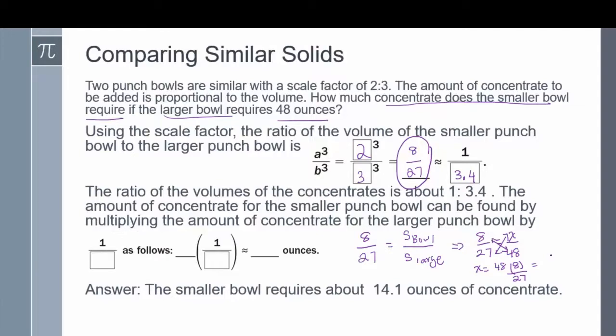48 times 8 is 384. Divide that by 27 and we get that the smaller bowl is approximately 14.1 ounces. So the smaller bowl requires about 14.1 ounces of concentrate.